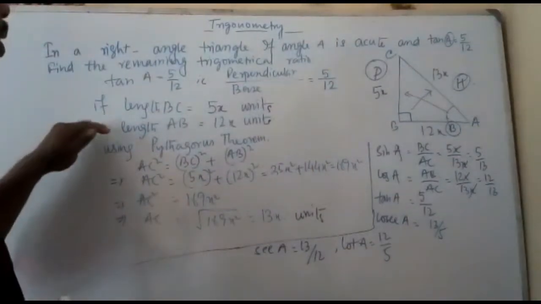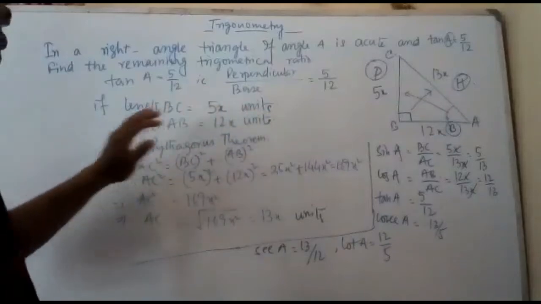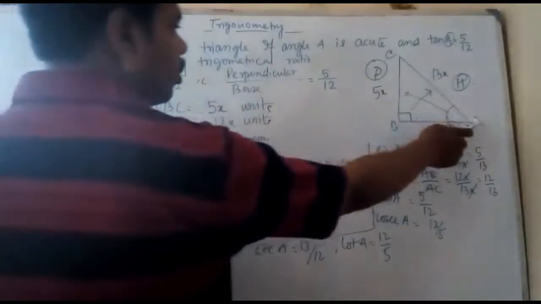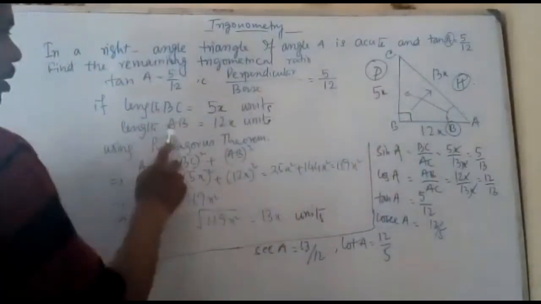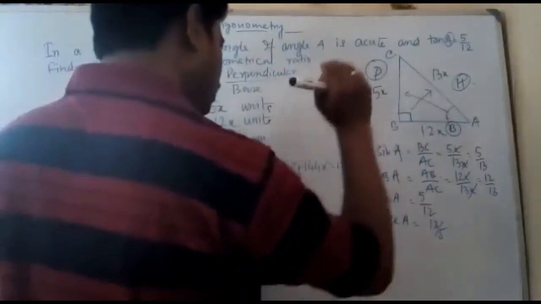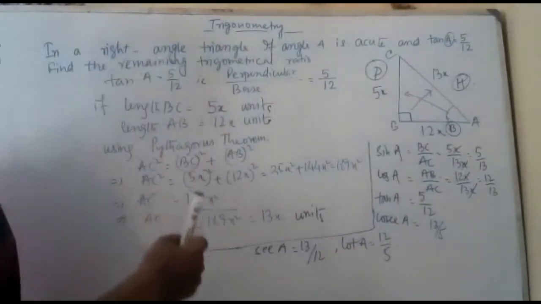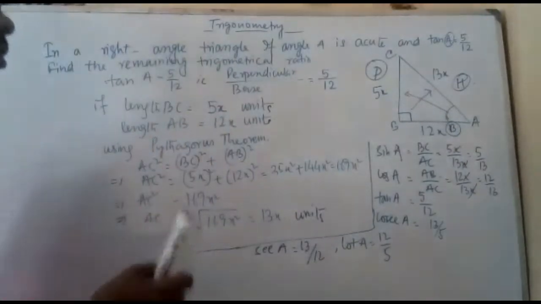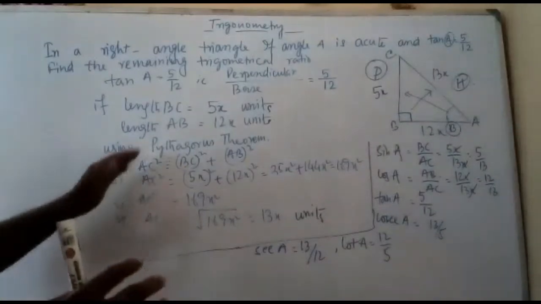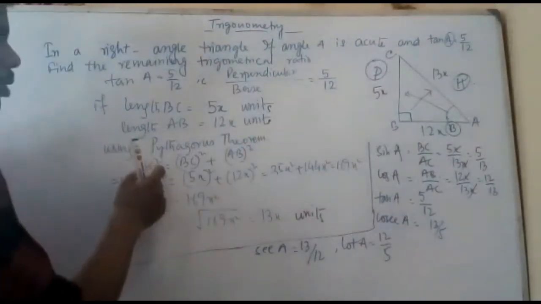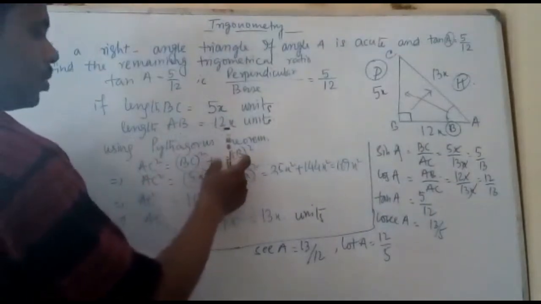So we consider that the length of BC be 5x unit and the length of AB is 12x. Why BC? BC is the perpendicular, opposite of angle A, and AB is the base. So we will find out the other side, that is hypotenuse. How will you find out that hypotenuse? There is one formula, you know that it is Pythagoras theorem, that is hypotenuse square is equal to perpendicular square plus base square.